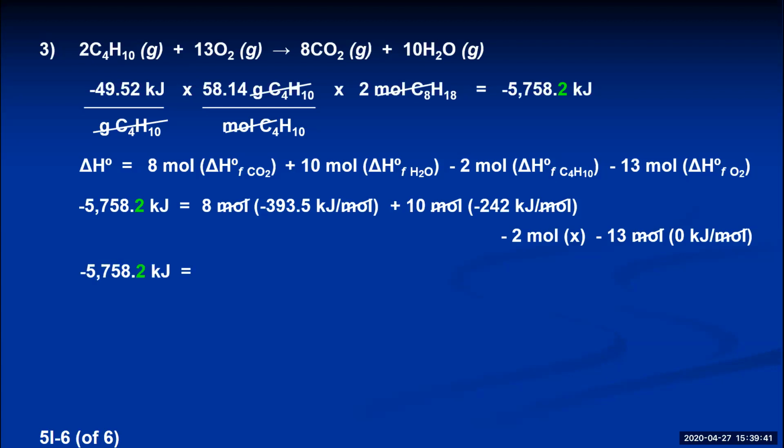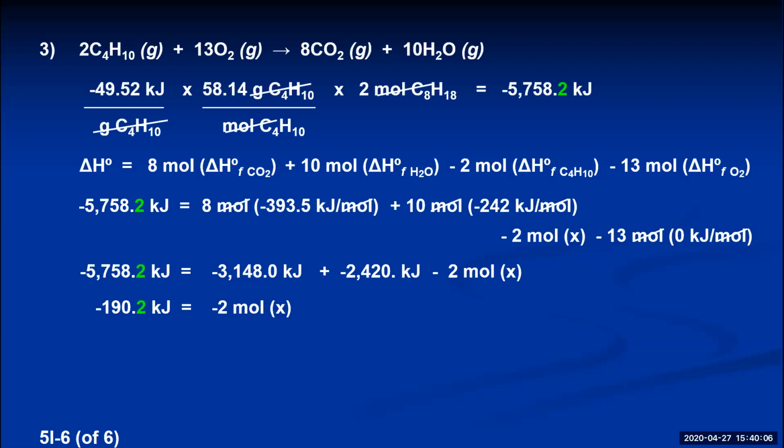So the left side of the equation is negative 5,758 kilojoules. 8 multiplied by negative 393.5 comes out to be negative 3,148. 10 multiplied by negative 242 is negative 2,420. I then have minus 2 times x, and then 13 times 0 is 0. If we take the two terms, the negative 3,000 and the negative 2,000, and move them over to the left side of the equation, I add all that up, the left side of the equation becomes negative 190.2 kilojoules, and that equals negative 2 moles multiplied by x.